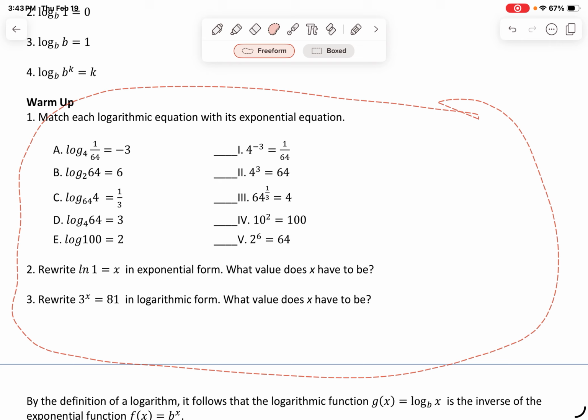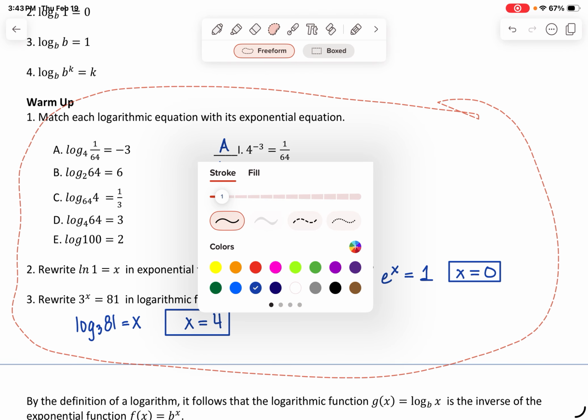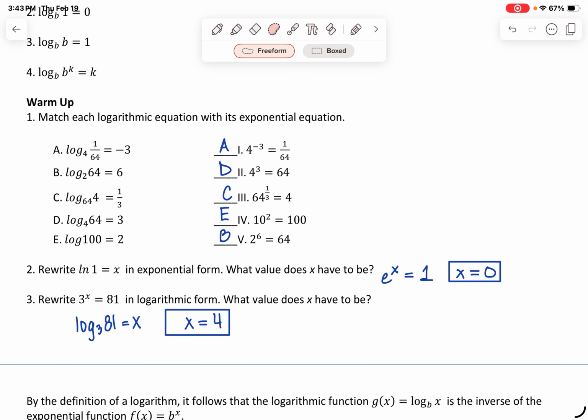Okay, let's see if this works. I tried to do all my work and then change it to white, and now blue. Ooh, look at me. All right, so there's your answers.